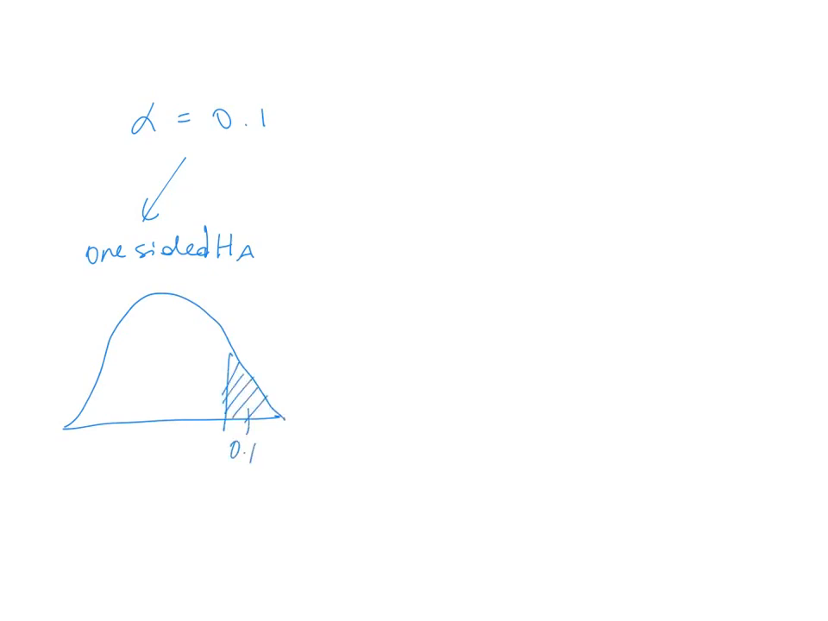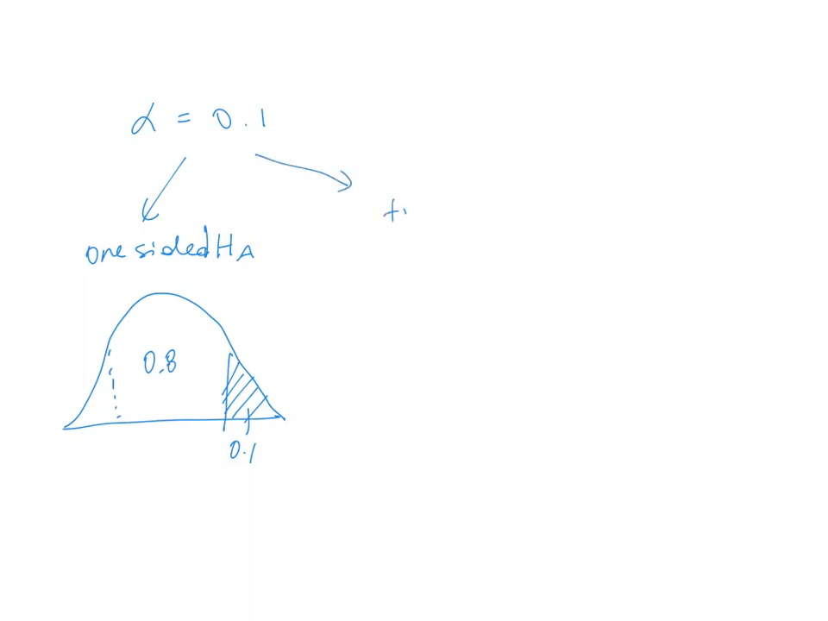I can't answer that question. I need one more piece of information. Is the hypothesis one-sided or two-sided? Exactly. So if alpha is 0.1 and I have a one-sided alternative hypothesis, then what would this look like? Maybe the figure looks something like this, where this is 0.1. What is the equivalent confidence level here? 0.1 or 0.8. In this case, it would be 0.8.